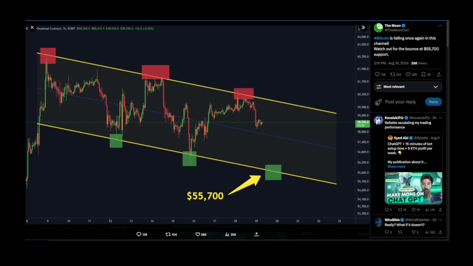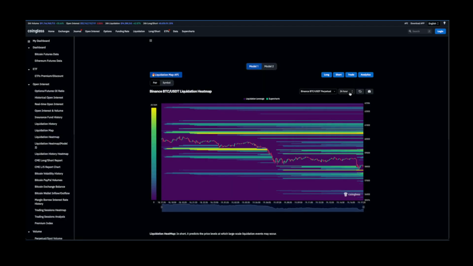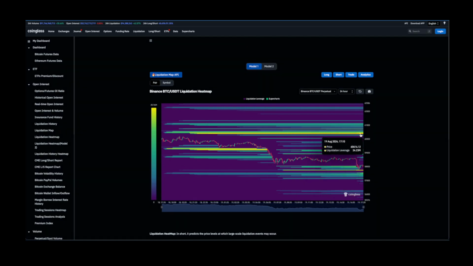The moon is saying that Bitcoin is falling once again in this channel, and we should watch out for the bounce at 55.7k support, right? So this is an interesting chart. This is hourly, but if I look at the 24-hourly time frame, guys, we do have significant levels of liquidity above the current trading price, above 60k. However, we do have around 24 million USD in that area as well, all right? So could we go to the downside and firstly flush these leverages and then go to the upside?